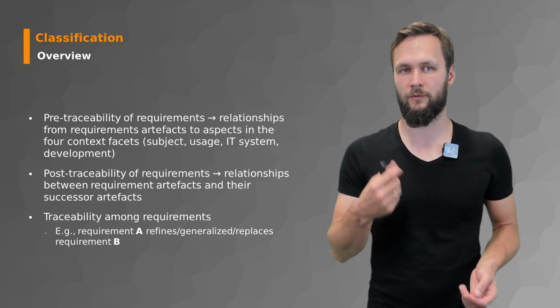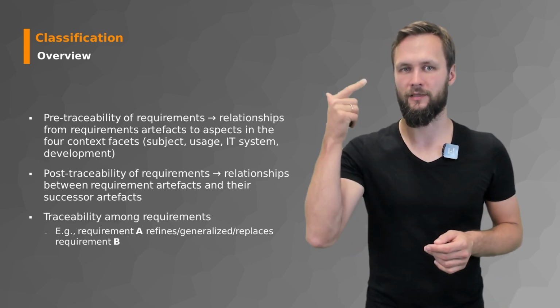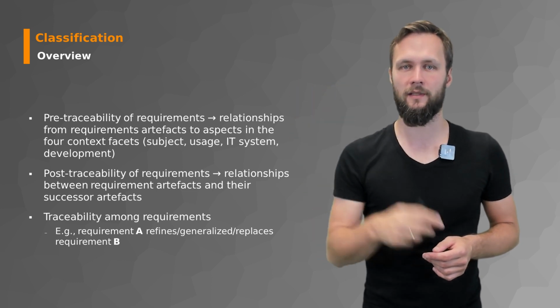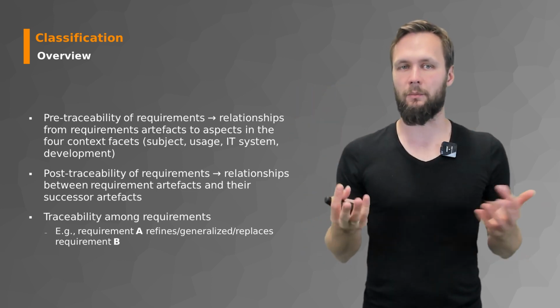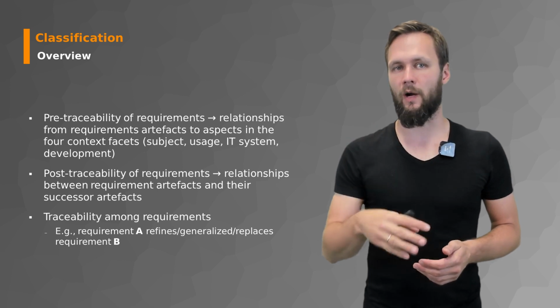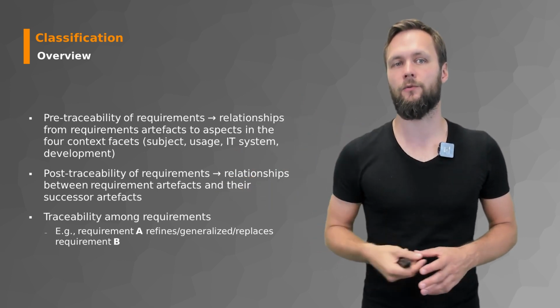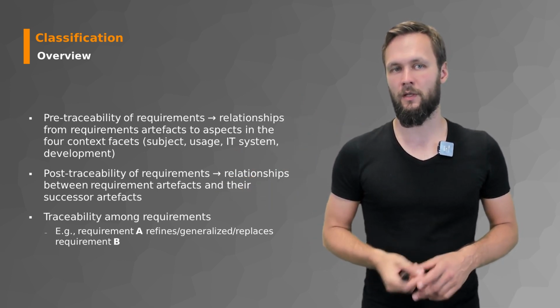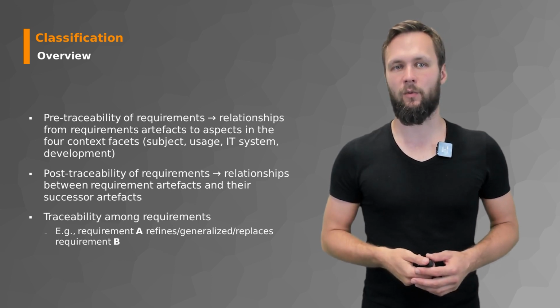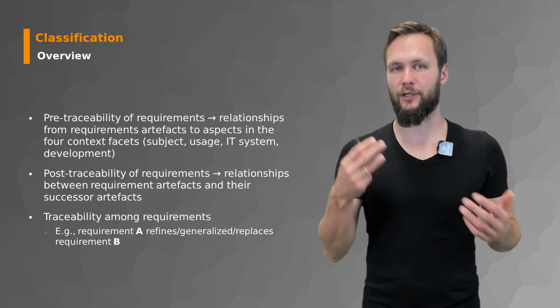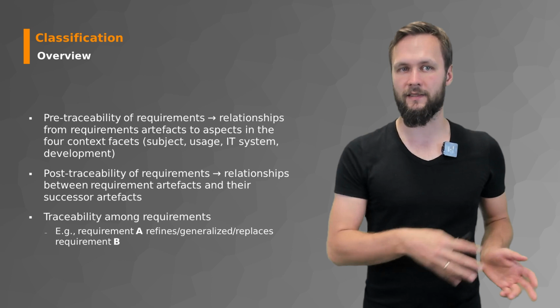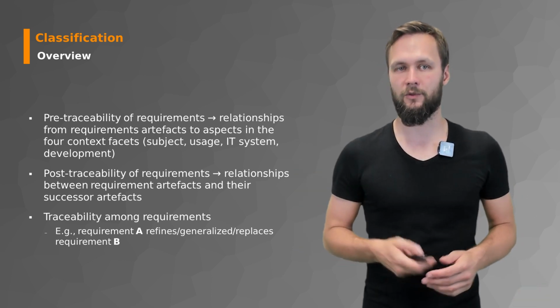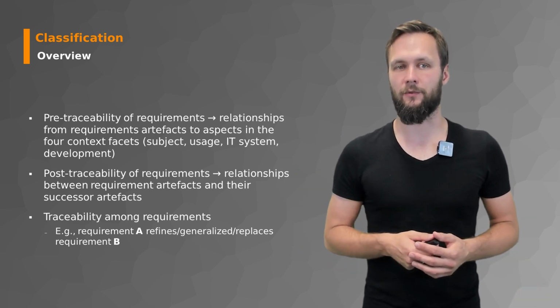context facets. Just a reminder, what are those? Subject, usage, IT system, and development. That could mean that you're maybe tracing back a requirement to its origin in one of those 4 context facets. On the other hand, post-traceability of requirements is concerned with the relationships between a requirement artifact and their successor artifact. So pretty much what we've just seen in the figure before.